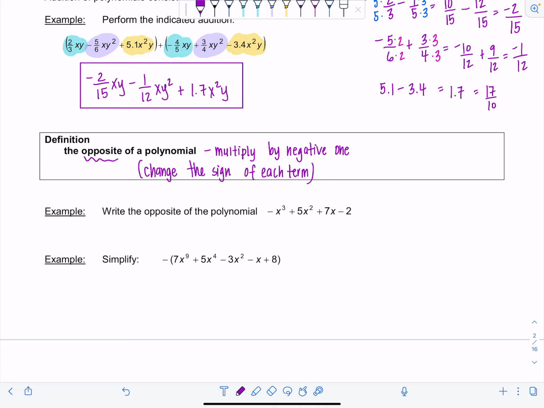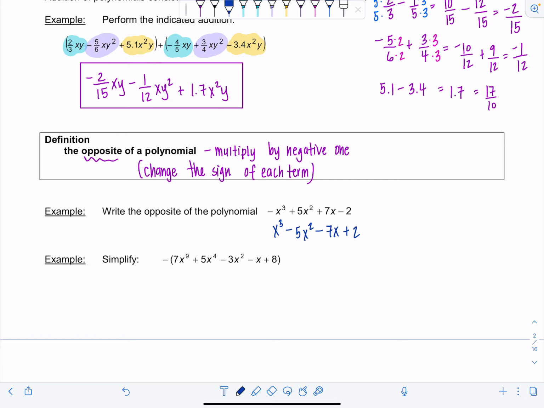So, quick example. Write the opposite of the following polynomial. So we've got negative x cubed plus 5x squared plus 7x minus 2. The opposite would just be positive x cubed minus 5x squared minus 7x and, good, plus 2.